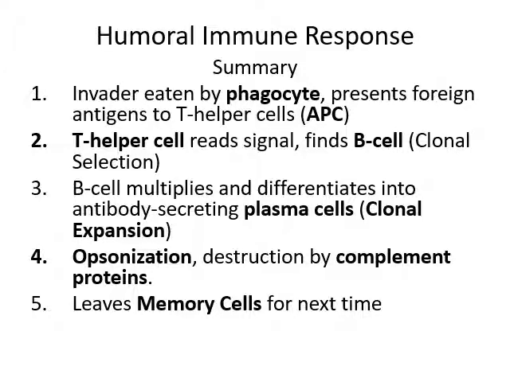So the summary of the humoral response, or the adaptive response, is that the invader is first eaten by a phagocyte. It doesn't happen very often, but once or twice is enough. It then takes it apart and presents the foreign antigens from that invader on its own surface. It therefore becomes an antigen presenting cell. Who does it present the antigens to? It presents them to helper T cells.